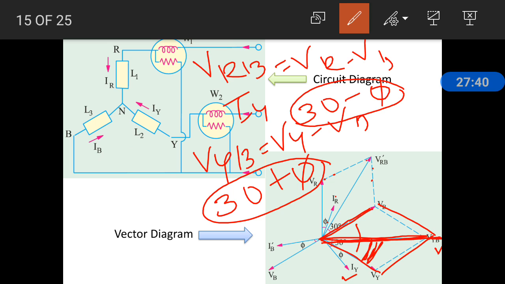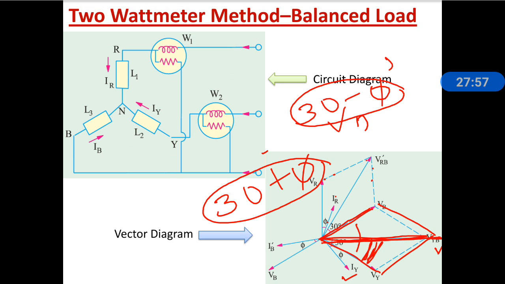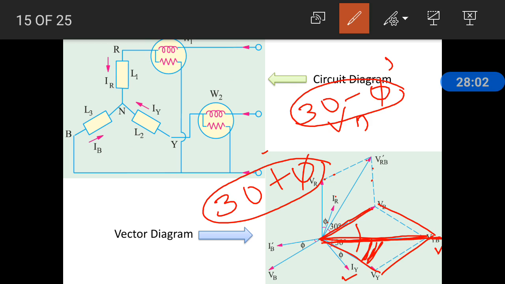The first wattmeter measures VRB and IR. The second wattmeter measures IY and VYB. The angle difference between the current and voltage of these two wattmeters is, for the first wattmeter, 30 minus 5, and for the second wattmeter, 30 plus 5. So in the next slide we are going to discuss the derivation.